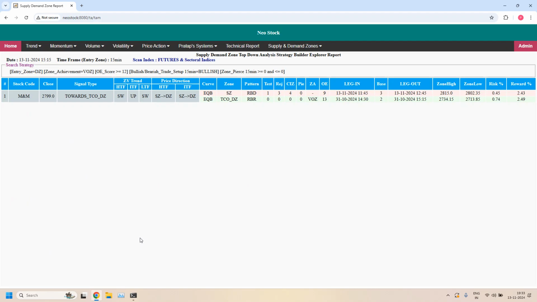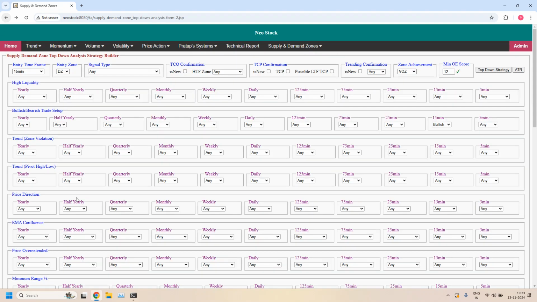We got only one stock supporting the bullish trade setup for daily income trade, that is, entry time frame 15 minutes demand zone. Let us check if this demand zone is having a high probability setup. Let's verify LTF and ITF demand zone confluence.